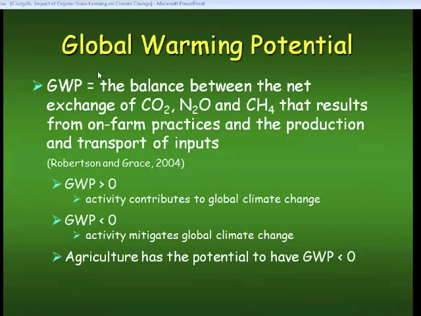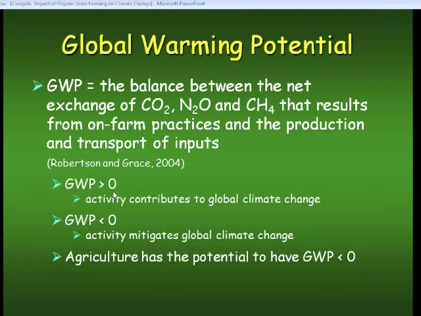So if you want to compare how one method of farming compares with another method of farming in terms of the impact on global warming, one way to do that is by calculating what is called the global warming potential. So what is that? The global warming potential, or GWP, is the balance between the net exchange of CO2, N2O, and methane that results from on-farm practices and the production and transport of inputs. So in other words, it's just the accounting for the amount of net CO2 release, N2O release, and methane release from the management practices that occur during farming or during the practices that you're comparing. I hope that was clear.